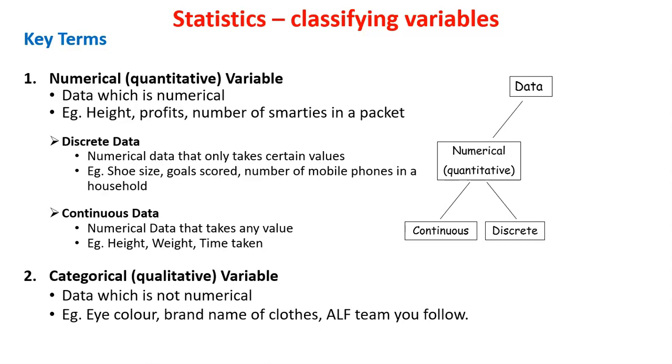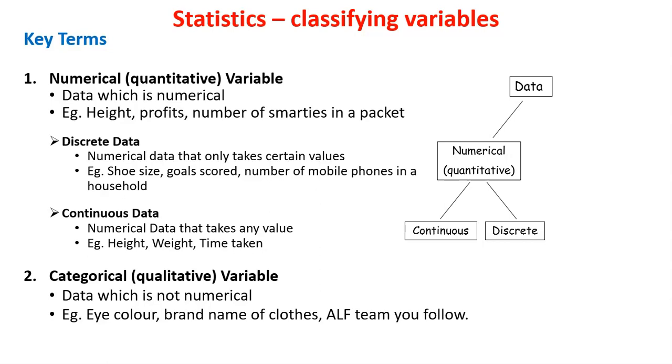We also have categorical or qualitative variables. Okay, now what does this mean? It means that it's data that's not numbers. Okay, so we can also collect data that doesn't necessarily have to have numbers. And a couple of examples here for us would be eye color.